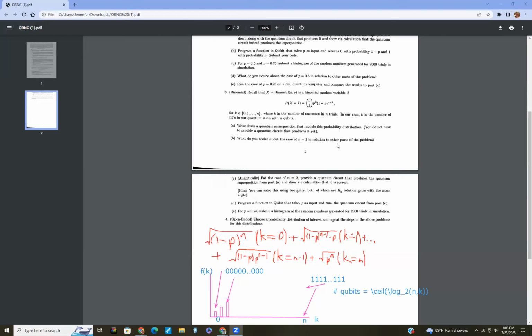I believe it would just be something as simple as applying the RY rotation gate to all n qubits, but I may not be correct there. And with the same angle, I was thinking the angle would be the square root of p, but yeah, that's what I was generally thinking. Yeah, I think that general approach will work, but you might have to factor out common rotations.